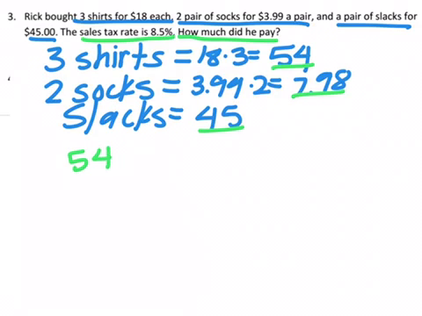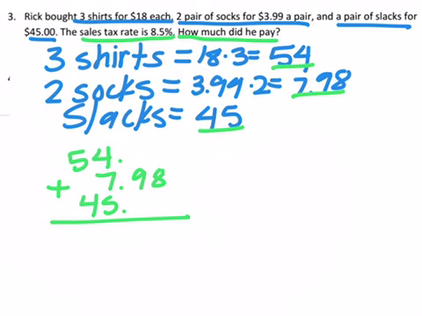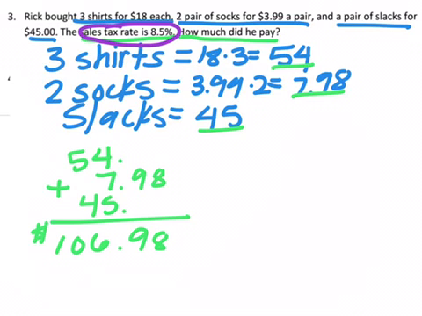We have 54, 7.98, and 45. Make sure you line up your decimals. Remember, on whole numbers, your decimals are at the end. When you go ahead and add them up, you end up getting $106.98. That is how much all of the clothes cost, but we still have to worry about that sales tax. So we have to find out what 8.5% of $106.98 is. So just like I explained in the last example, you can set up a proportion, that is completely fine, or you make 8.5% into a decimal, which is 0.085.